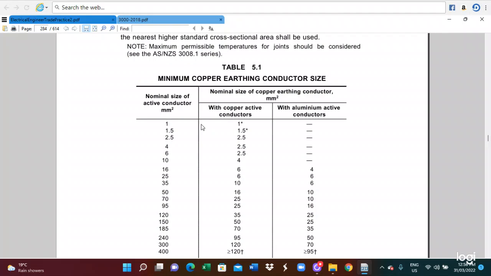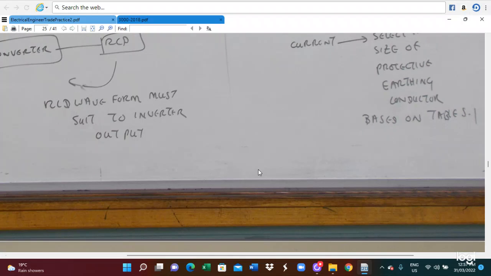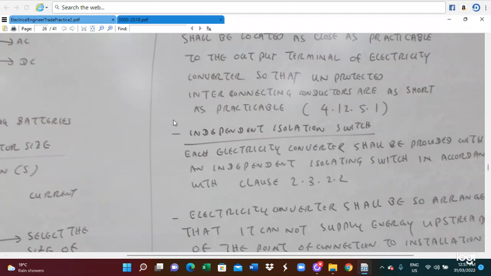In this case, the earthing conductor size depends on the maximum demand current. Based on the maximum demand current, you set the earthing conductor size. The earthing conductor can be copper or aluminum, so the size of the earthing conductor can be determined by referring to Table 5.1. Based on Table 5.1, you can select the appropriate earthing conductor size.